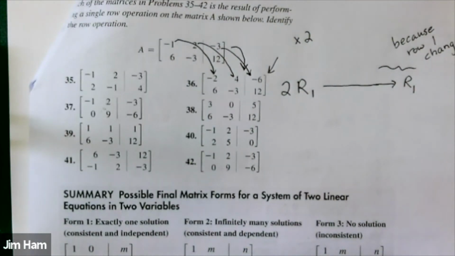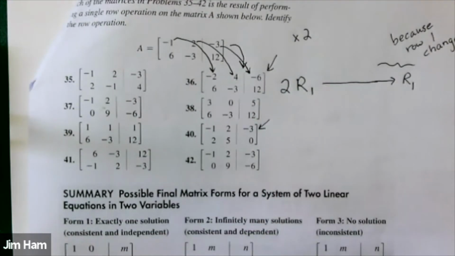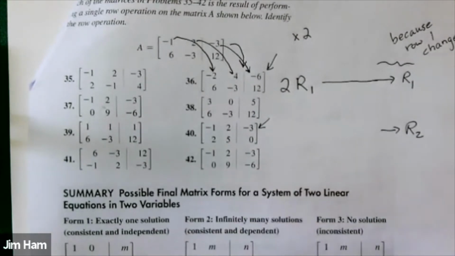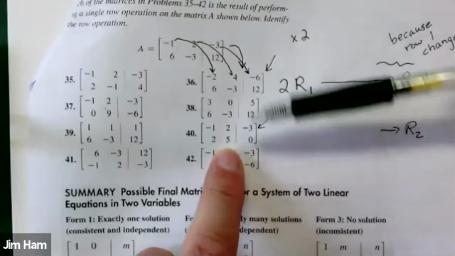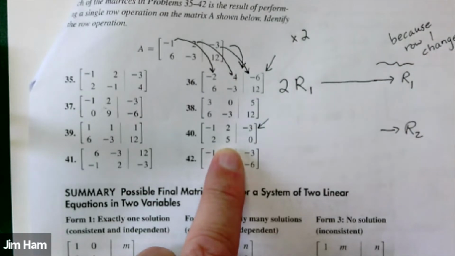All right, it's not easy to figure these out, but at least you can figure out what has changed. All right, let's just take a look at maybe number 40. So which row has changed? Row 1 or row 2? Okay, good. Row 2. So in the end, row 2 is going to change, and row 1 is going to stay the same. All right, now this is tricky. We want to go from 6, -3, 12 to 2, 5, 0. This one involves 2 operations.